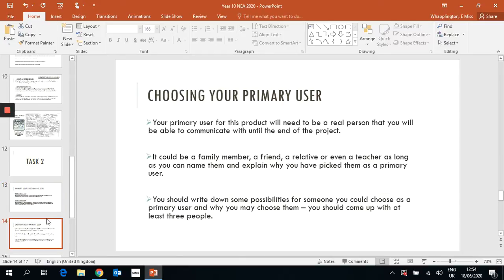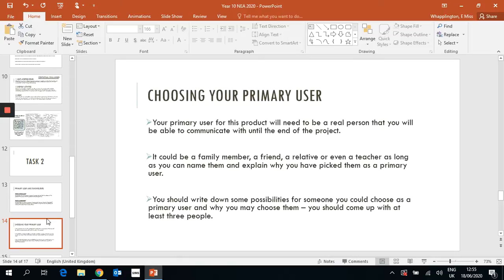I would like you to start thinking about possible primary users, okay? Now, this needs to be somebody that you've got communication with right until the end of the project. It's no good picking somebody that in 2 months' time is flying to Australia and you're never going to see them. You need to constantly be able to speak to them. You need to be able to interview them. You need to be able to show them a product. So it has to be a real person that you have regular contact with.